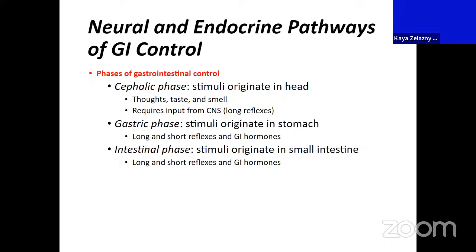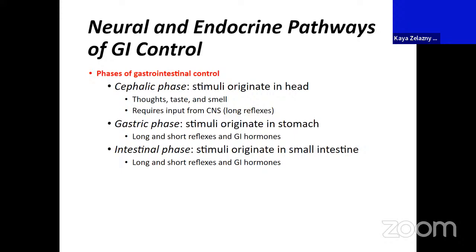So if we're thinking about what these stimuli might be, for those originating in the head in the cephalic phase, by head we really mean brain. So literally, digestion starts when you see food, when you smell food, when you use those sensory organs in the head, right? So you walk by Einstein's and you smell some bagels or some pastries and your mouth starts to water. That's because of this cephalic phase control.